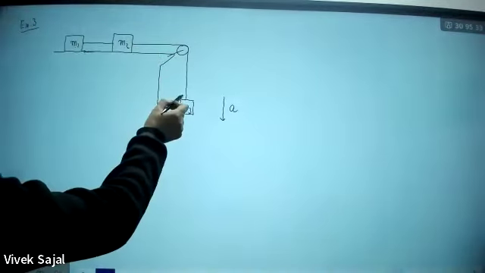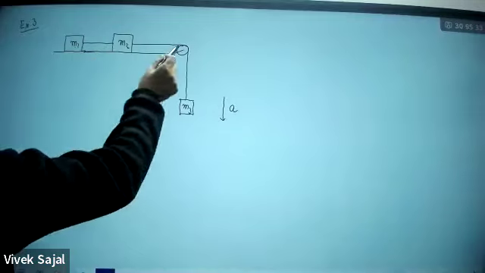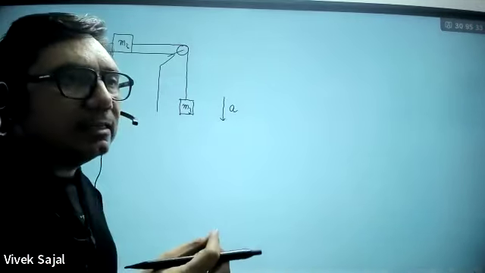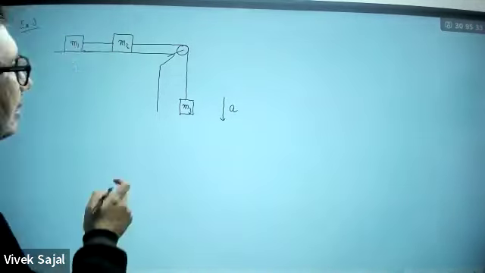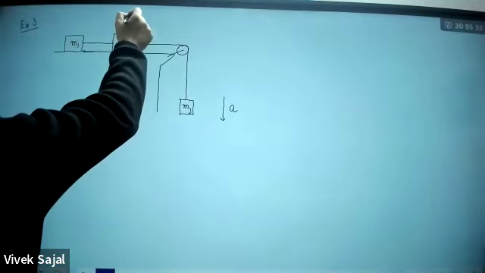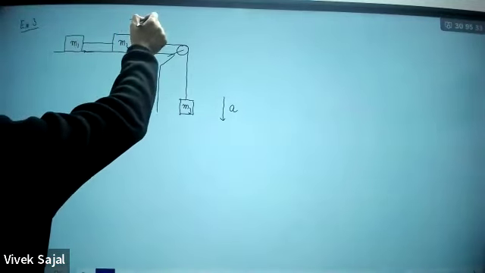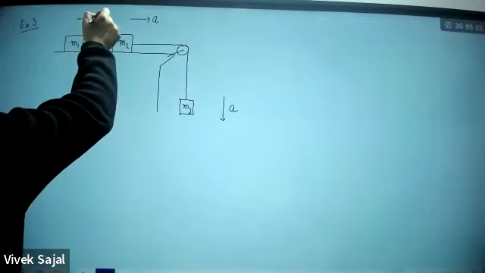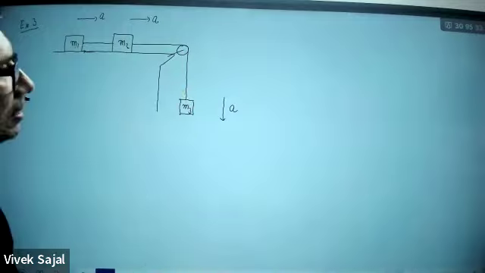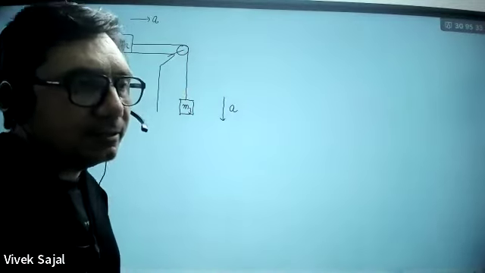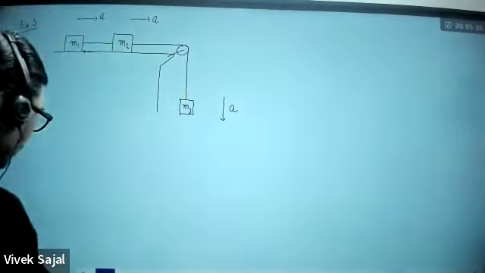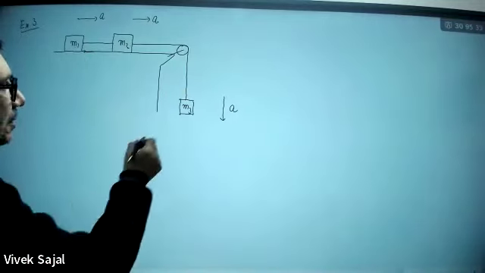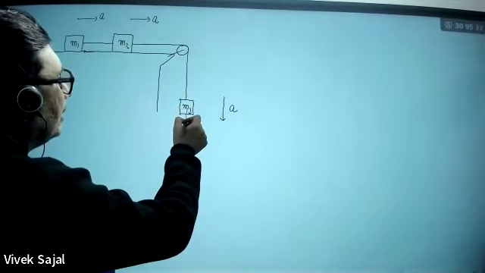So because all the three blocks are attached with inextensible strings, due to that reason, acceleration of M2 will be A, as well as acceleration of M1 will be A. So all the three blocks are going to move with the same acceleration. Now, depict all the forces which are acting here.